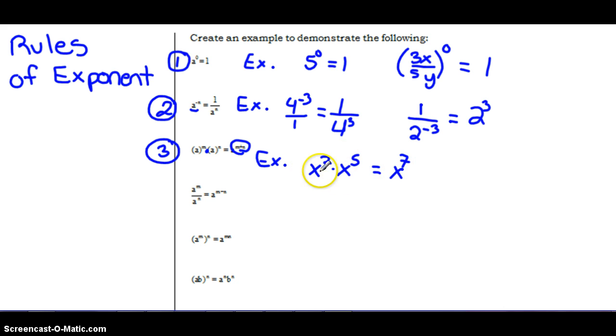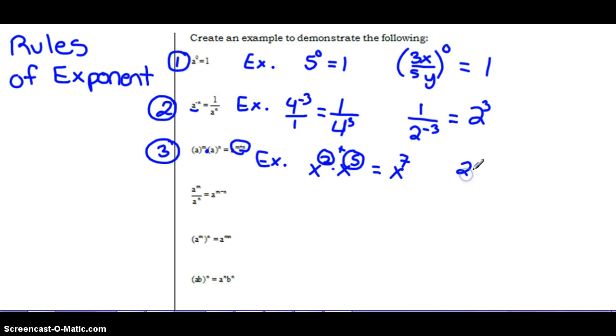Because my x's are multiplying, but my exponent, the 2 and the 5, means that I had 2 x's here and 5 x's here, so they add together and make 7. It's very important, though, to realize that your bases are multiplying, your exponents, these numbers, right, the 2 and the 5, those add together, okay?